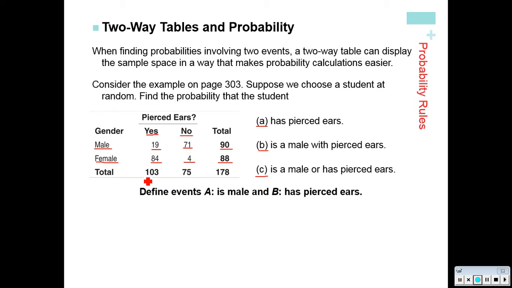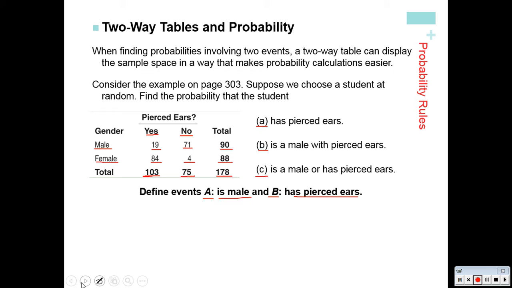84 females had pierced ears, 4 did not, for a total of 88 females. And then at the bottom here, we have the total numbers of those that have pierced ears. If you put the men and the women together, there's 103 that do, 75 that do not, and there's 178 total males and females together in the table. So at the bottom here it says define event A as male and B as has pierced ears.